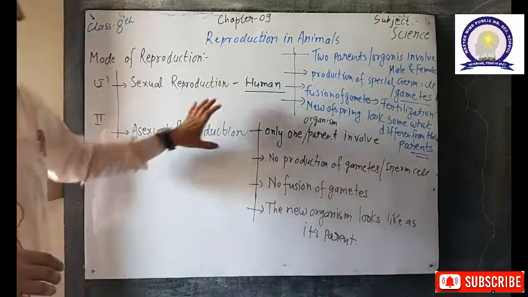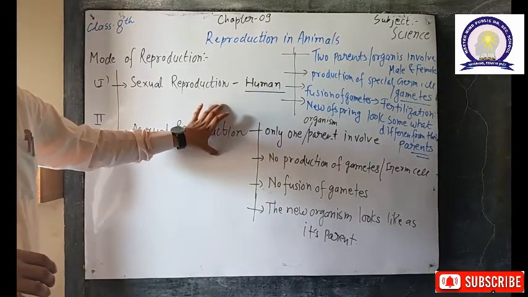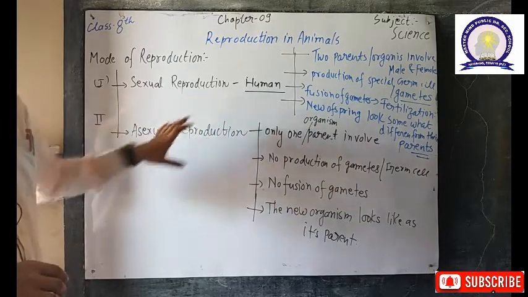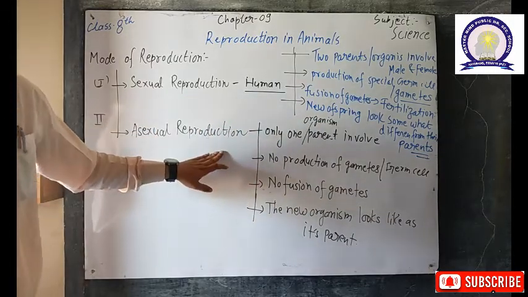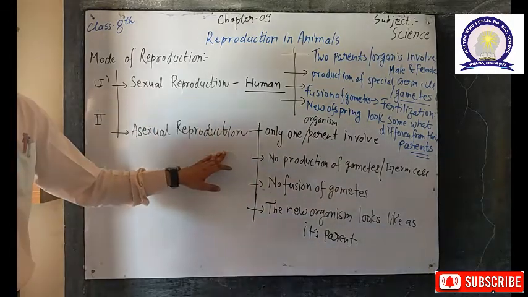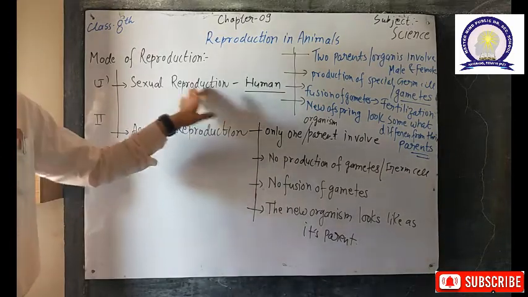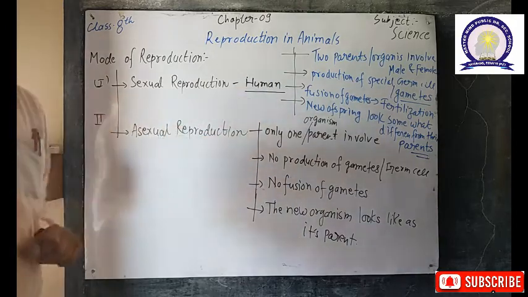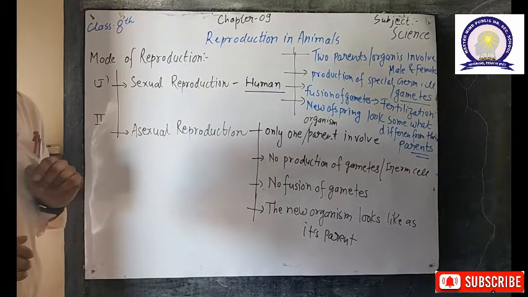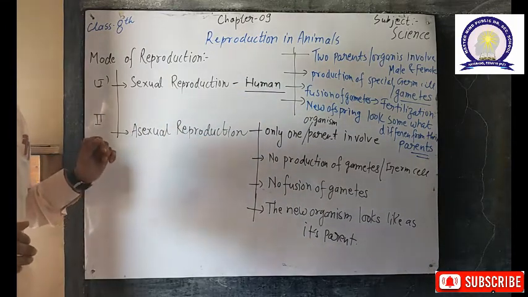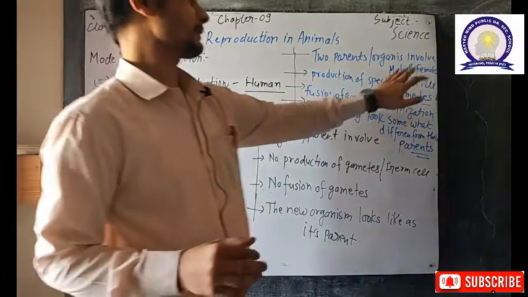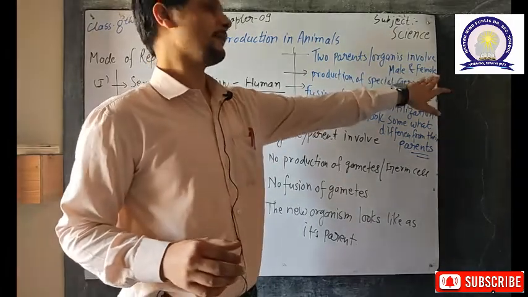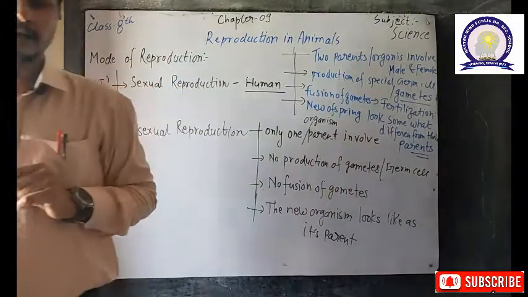So here we studied the basic differences between asexual reproduction and sexual reproduction. Now in the further section we will be studying sexual reproduction in human beings: how it takes place, what kinds of organs are present in a human being for sexual reproduction, what the two different sexes, male and female, are, and their reproductive organs.